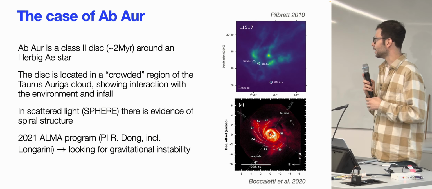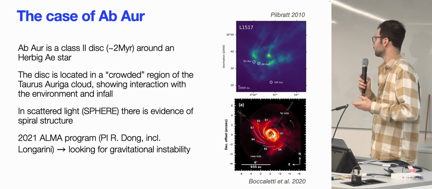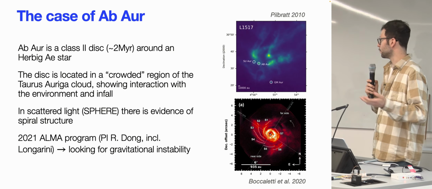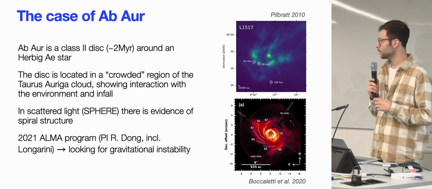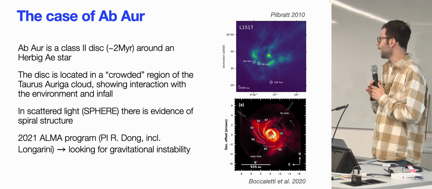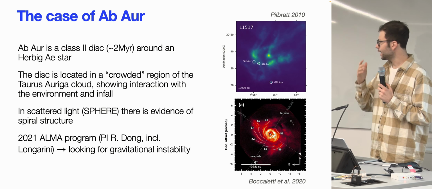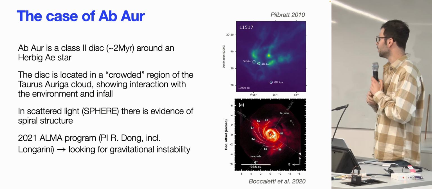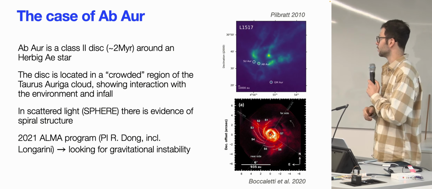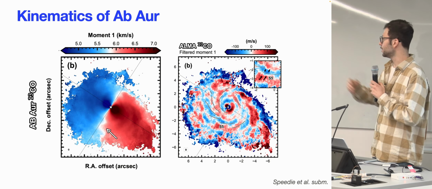In addition, in scattered light images it is possible to observe beautiful spiral arms. For this reason, in 2021, we proposed ALMA observations for this disk. The proposal was accepted, and the PI was Robin Dong. The main idea of this proposal was to look for gravitational instability, and possibly GI wiggles, in the kinematics of Biaurighe. So these are the 13CO data.